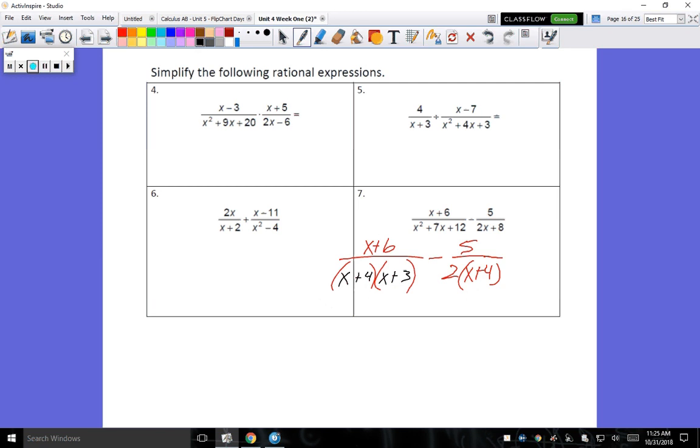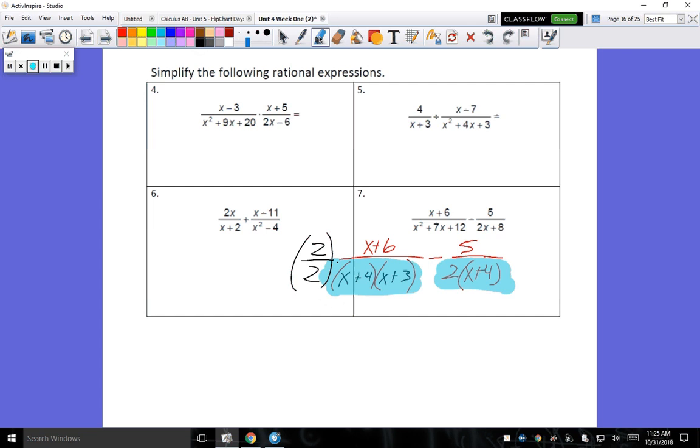Now, I know that I need common denominators to subtract these. They're not very common right now. I have this, and I have this. What does the first fraction need that it doesn't have that the other one has? 2. So we're going to multiply by a form of 1. 2 over 2.